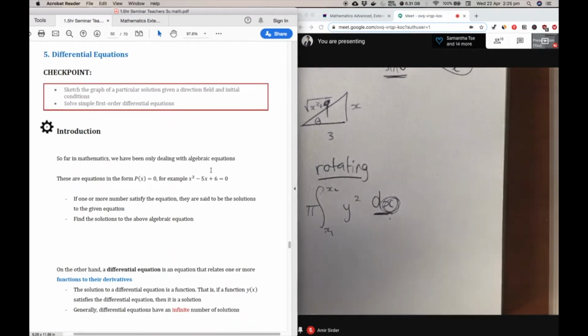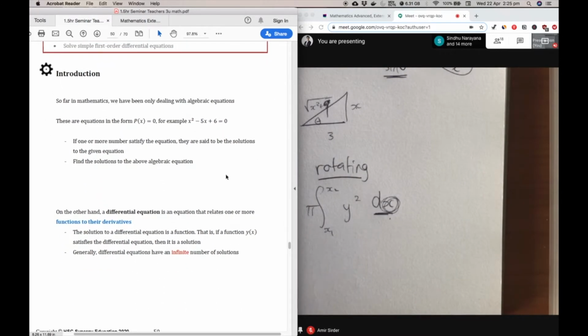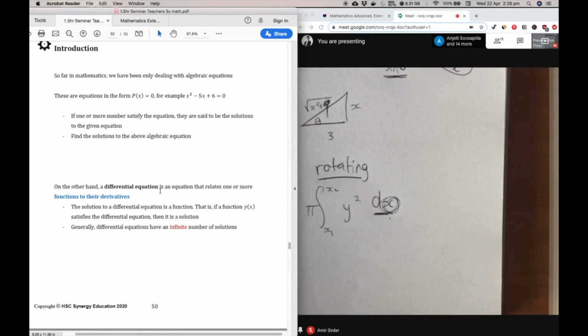So far in mathematics, we're only dealing with algebraic equations. These are equations of the form p(x) equals 0, for example, x squared minus 5x plus 6. If one or more numbers satisfy the equation, they are said to be solutions to the given equation. Find the solutions to the above algebraic equations. So you could use the quadratic formula, and you could see that there are solutions.